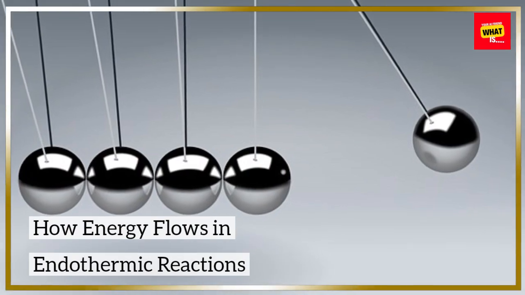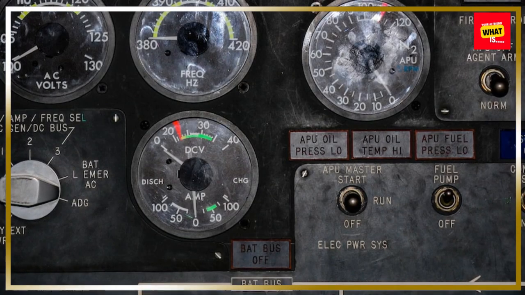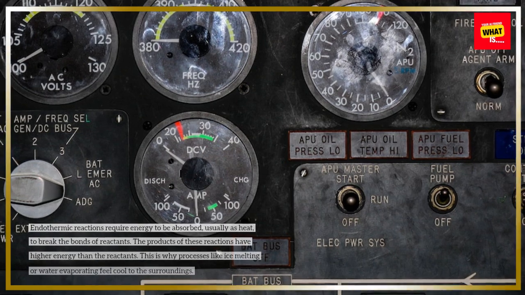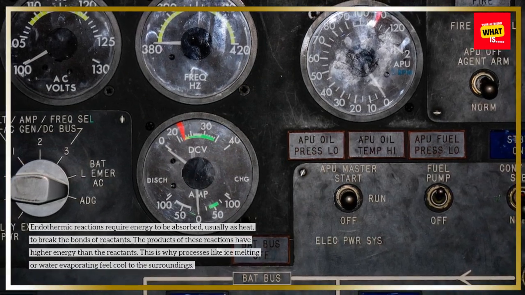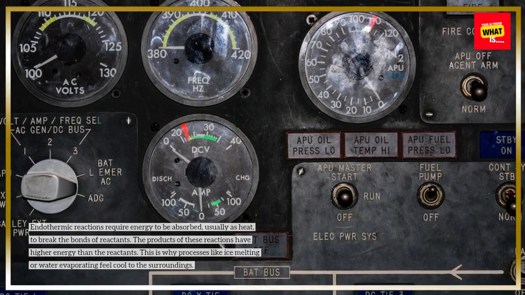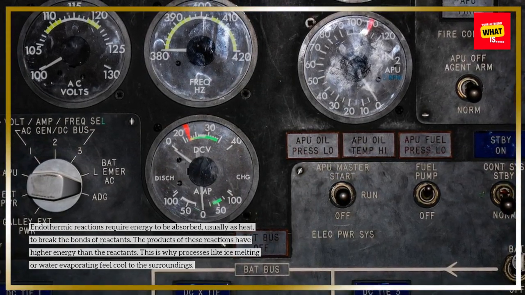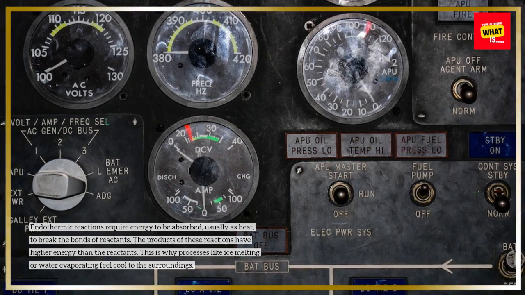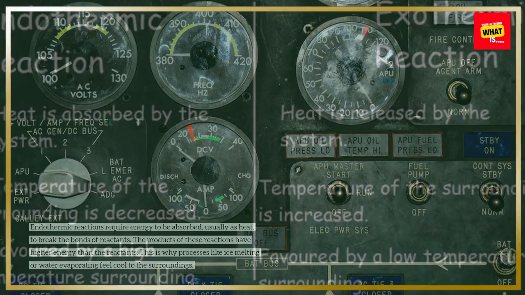How energy flows in endothermic reactions. Endothermic reactions require energy to be absorbed, usually as heat, to break the bonds of reactants. The products of these reactions have higher energy than the reactants. This is why processes like ice melting or water evaporating feel cool to the surroundings.